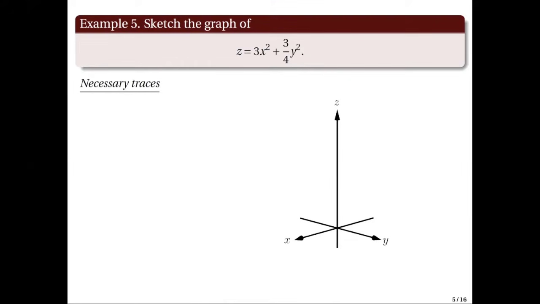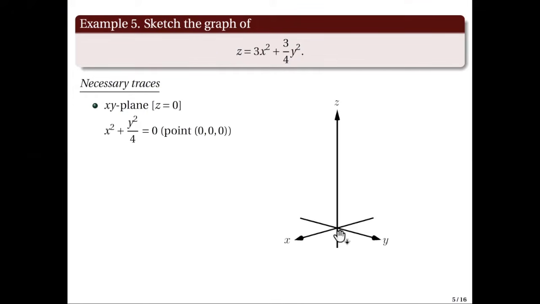Let us look at the necessary traces for the skeleton of the elliptic paraboloid. First, we can look at the vertex. On the xy plane, that is when I set z to 0 in this equation, we have a sum of two squares equal to 0. That equation has solution x equal to 0 and y equal to 0. So we get the point (0, 0, 0).